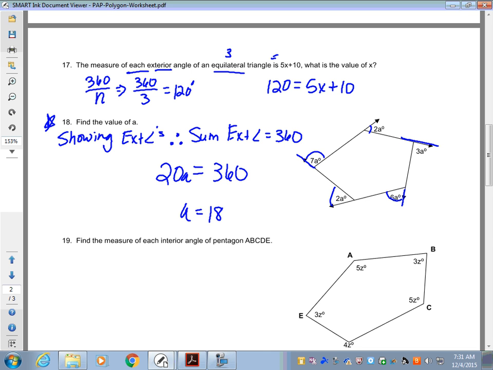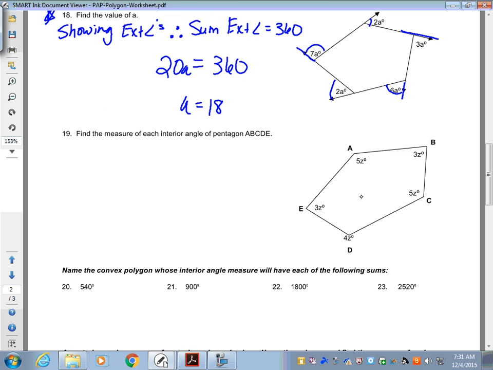Outside, if you see anything on the outside, you're using 360. If you see variables or values inside, this is when we have to go through our steps that we had on our graphic organizer. The first thing we're going to have to do is use, hopefully you remember, n minus 2 times 180. You have to find the sum of the interior.